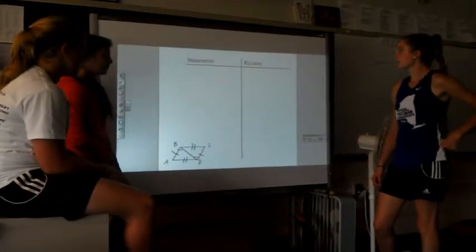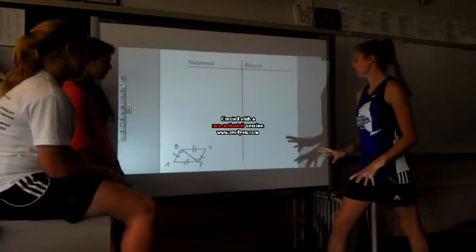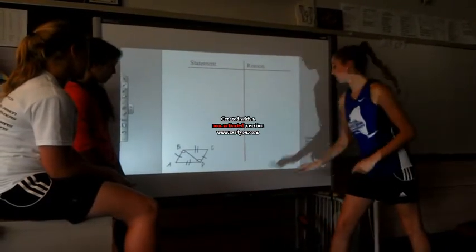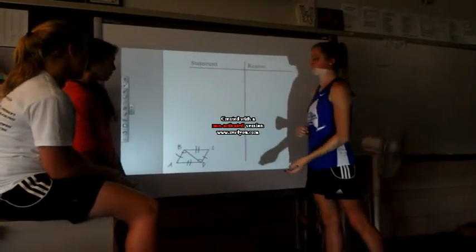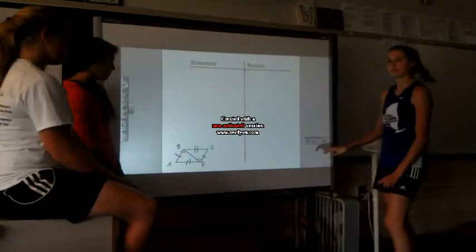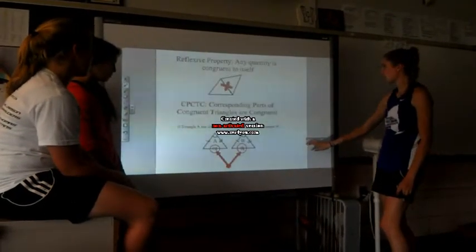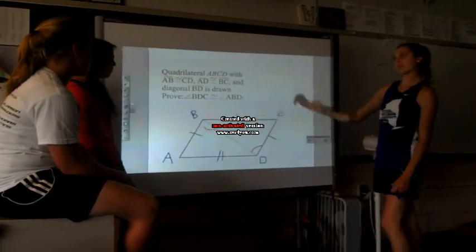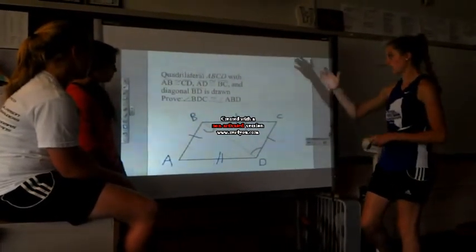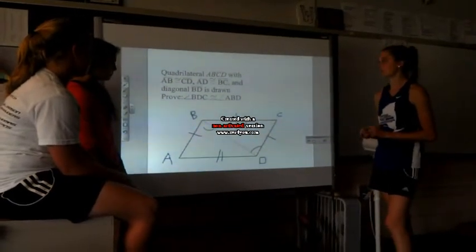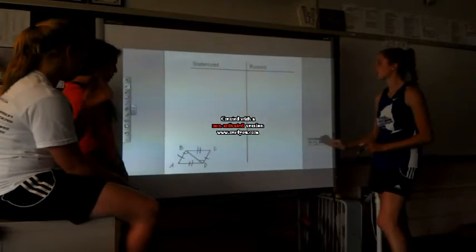Okay, so on this one, like we've said before, with every proof you ever do, you are always going to start with your given. So, we're going to look back really quick and see what we were given so that we can write it in. We were given quadrilateral ABCD with these sides said to be congruent and a diagonal drawn. So that is everything that we're going to write.